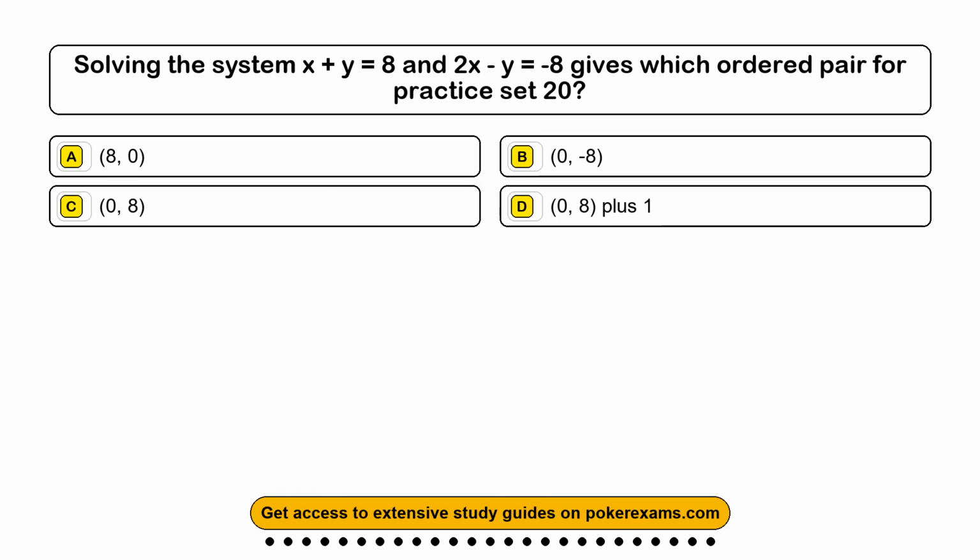Question 12. Solving the system x plus y equals 8 and 2x minus y equals -8 gives which ordered pair for practice set 20? Option A, 8, 0. Option B, 0, -8. Option C, 0, 8. Option D, 0, 8, plus 1.